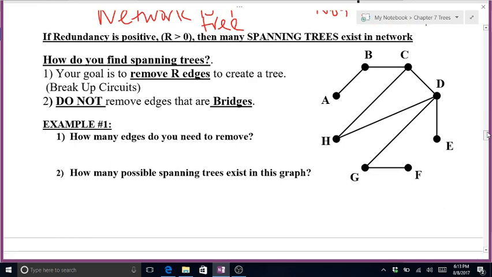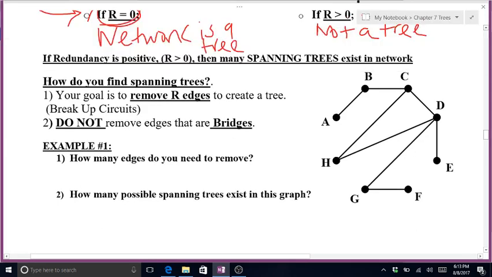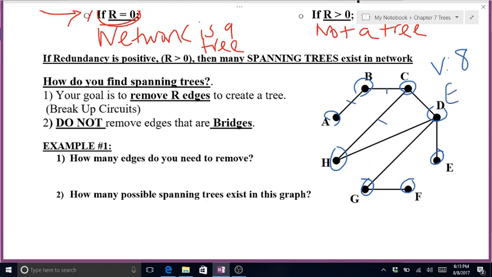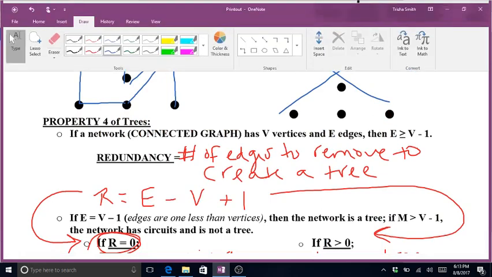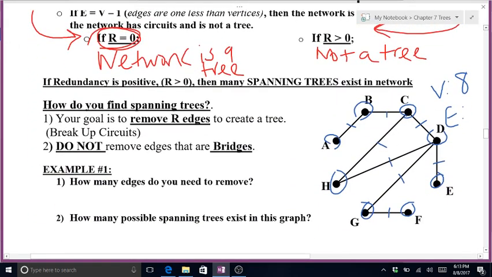example number 1. How many edges do I need to remove? So, the first thing we have to do is we have to calculate how many vertices do I even have. Okay, so I've got 1, 2, 3, 4, 5, 6, 7, 8 vertices. Edges, I've got 1, 2, 3, 4, 5, 8. Sorry, guys. I've got 8 edges.